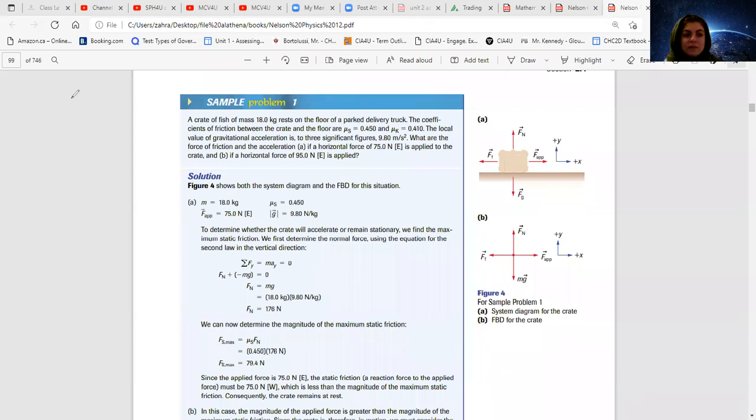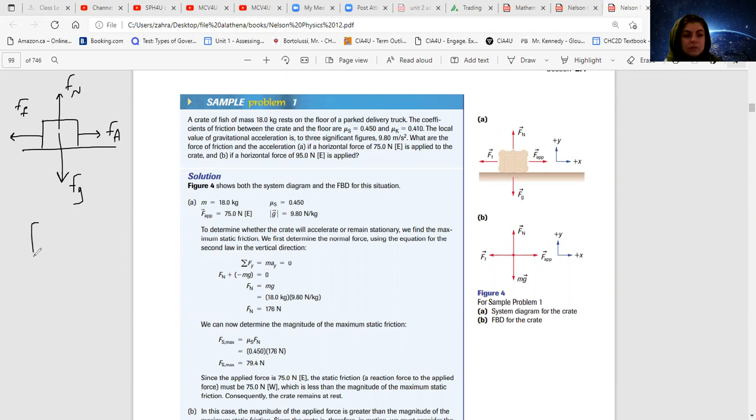Okay, if F applied is 75, so this is the picture. We have F applied, right? We have normal force and we have a gravitational force and we have force of friction. Okay, first thing I do is find out what is the maximum force of friction.